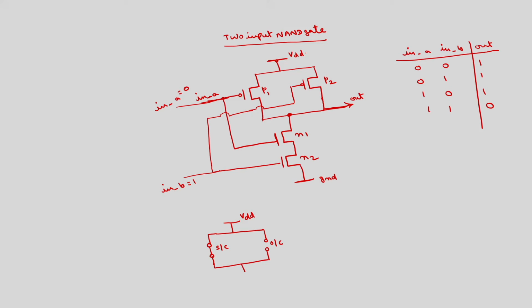For the lower NMOS MOSFETs, in A is 0 means this will be off, this will act as open circuit and this will act as short circuit. This is G and D. So, you can see that here we are taking the output. Here there is no path to connect to ground, open circuit is there, but VDD will come through this short circuit. So, this output becomes VDD, that is logic 1.